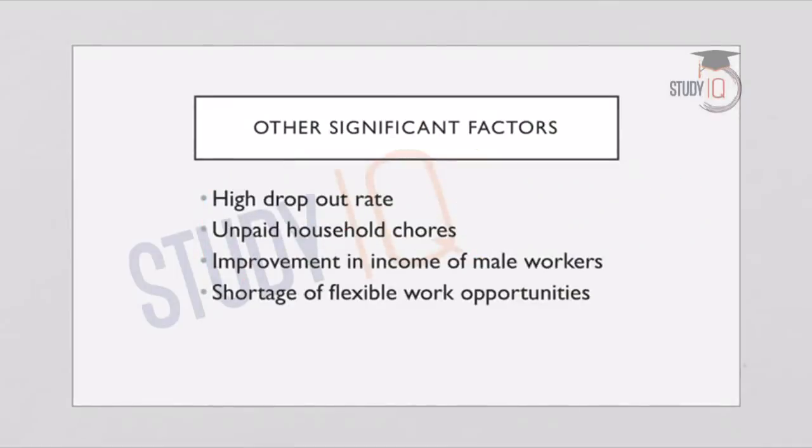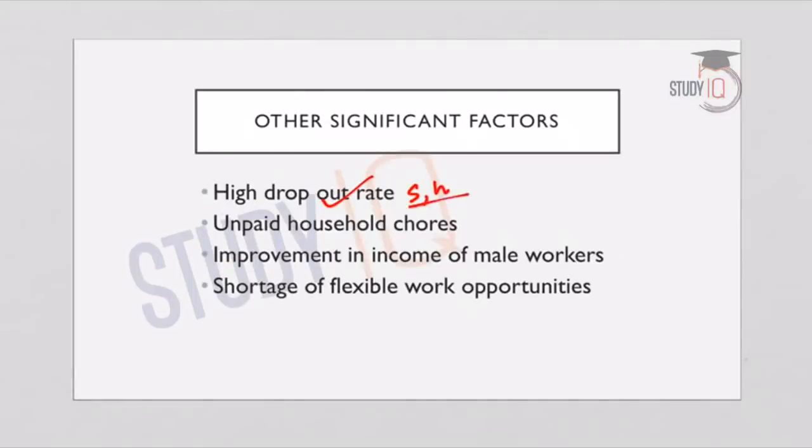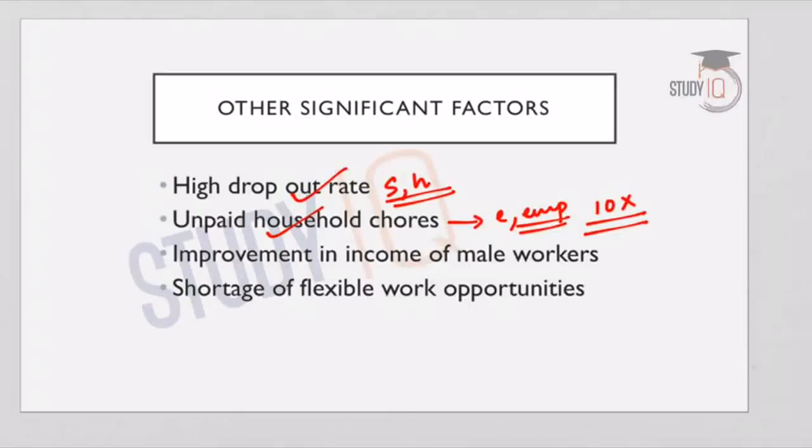Now coming to other significant factors regarding the gender gap in the states. The first one is high dropout rates of girls. It means that a high number of girls drop out from school, especially at the secondary level and higher education levels, and this has culminated in increasing the gender gap. The second one is unpaid household chores. Despite high levels of education and high levels of employment among females in certain states, Indian women spend around 10 times more hours in domestic labor or household chores, and this has also reduced the status of women and increased the gender gap.